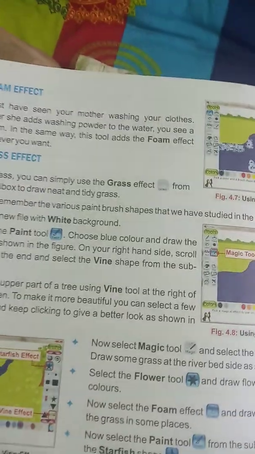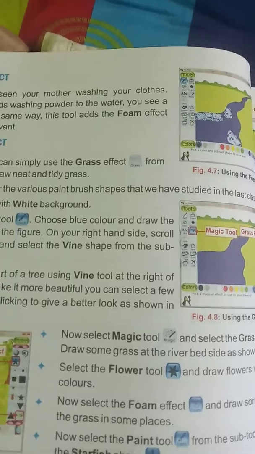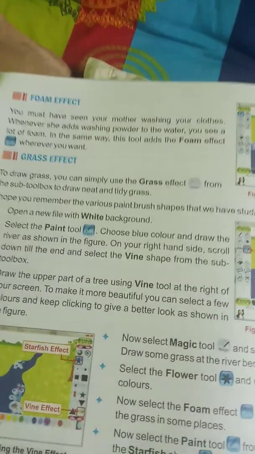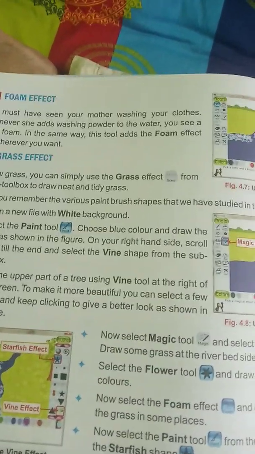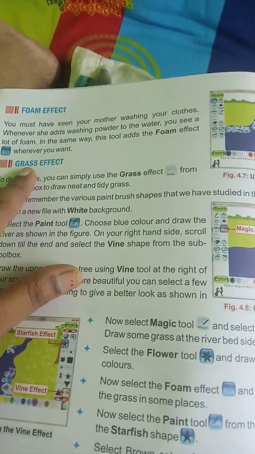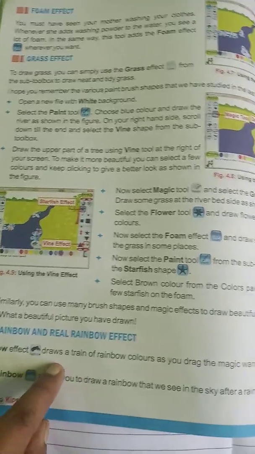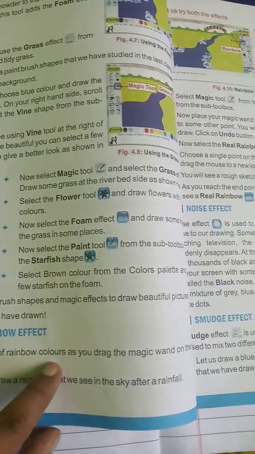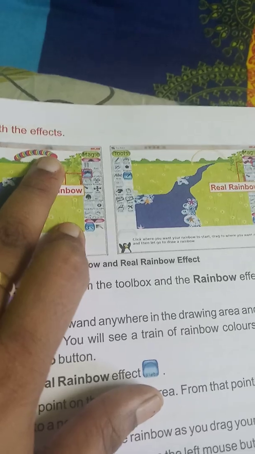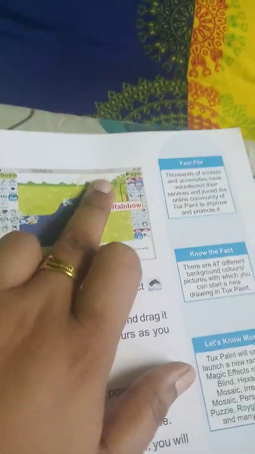Foam effect, like the way washing powder is added into water and the foams come out. In the same way, foam effect works. Grass effect, it is very clear from the name. Grass effect is used to apply grass on the picture. Then rainbow and real rainbow. Rainbow effect mainly draws a train of rainbow colors like this. But real rainbow allows you to draw a rainbow that we see in the sky after a rainfall, like this.